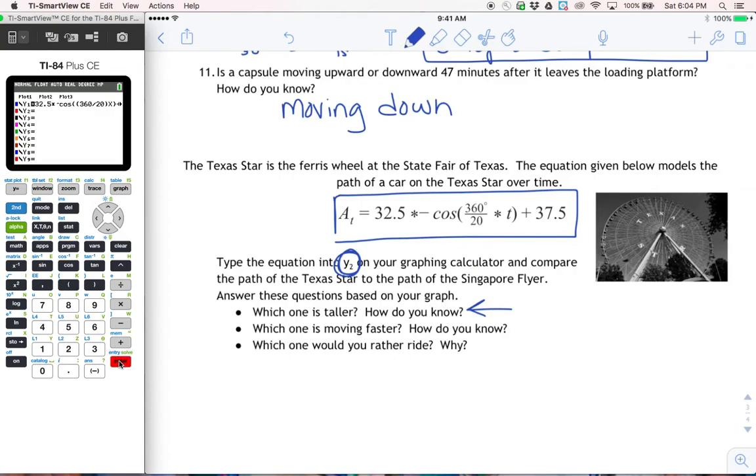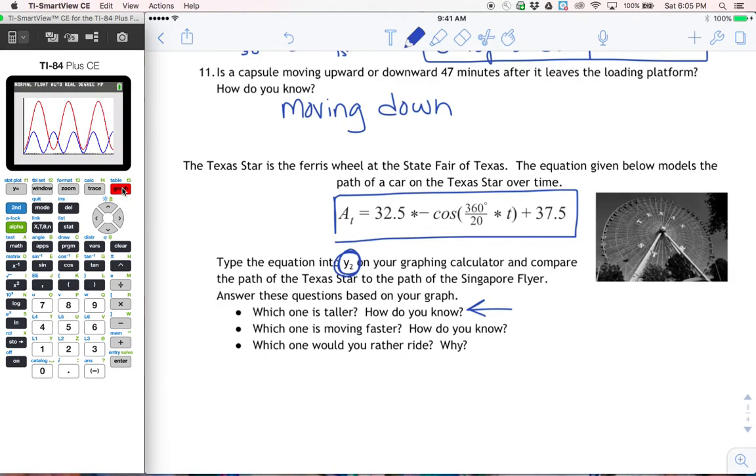All right, now it wanted us to compare it to the Singapore Flyer, which means I totally should not have erased that equation, which kind of sucks, but we go times negative cosine of 360 divided by 30, and then times x, and then plus 90. All right. So this is our graph. The red one is the Texas Star, and then this is the Singapore Flyer.